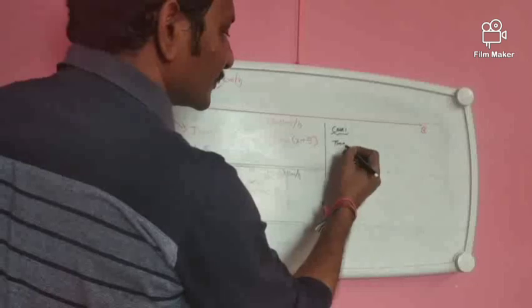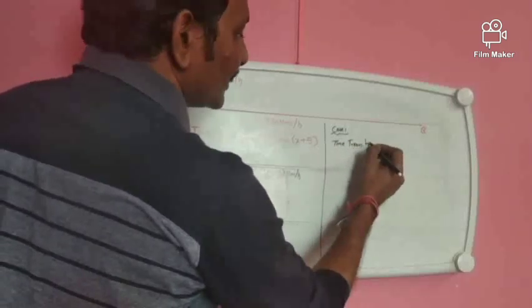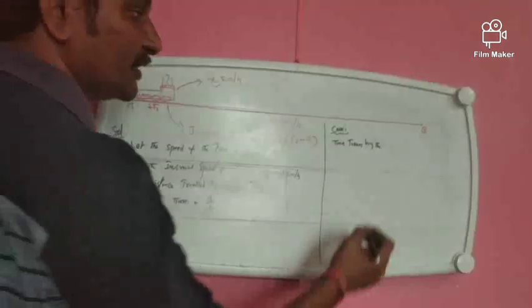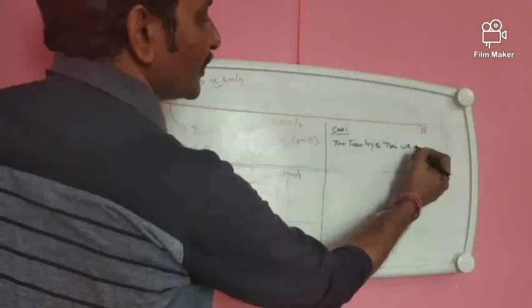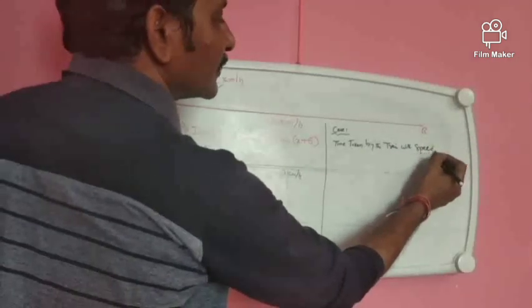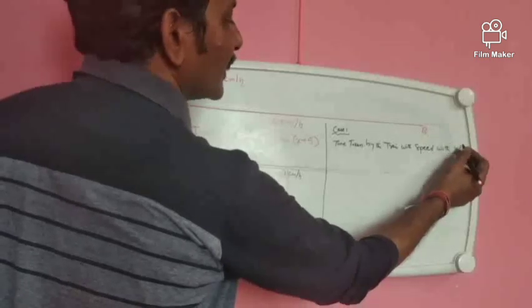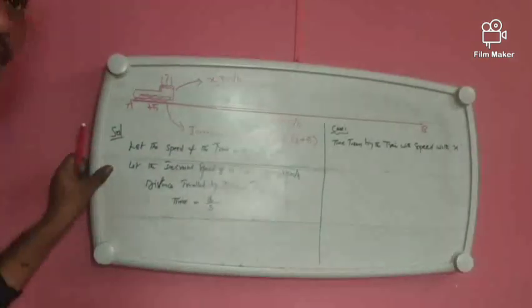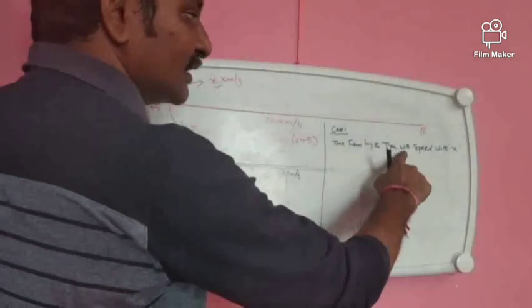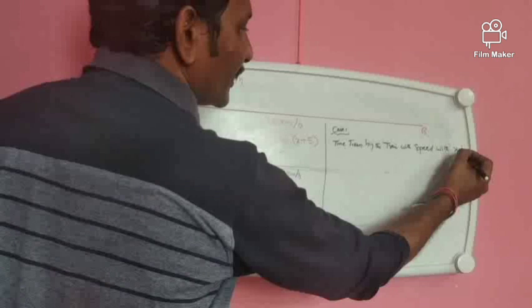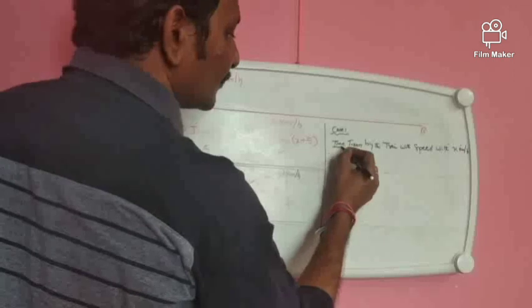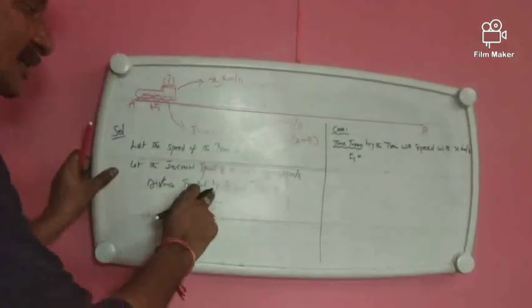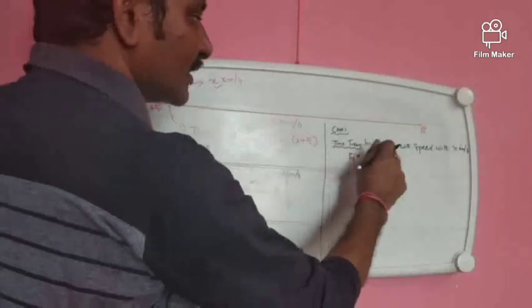Time taken by the train with speed x kilometers per hour. That is T1, the time taken in the first case. The time formula is distance by speed, so I am finding the time taken in case 1.